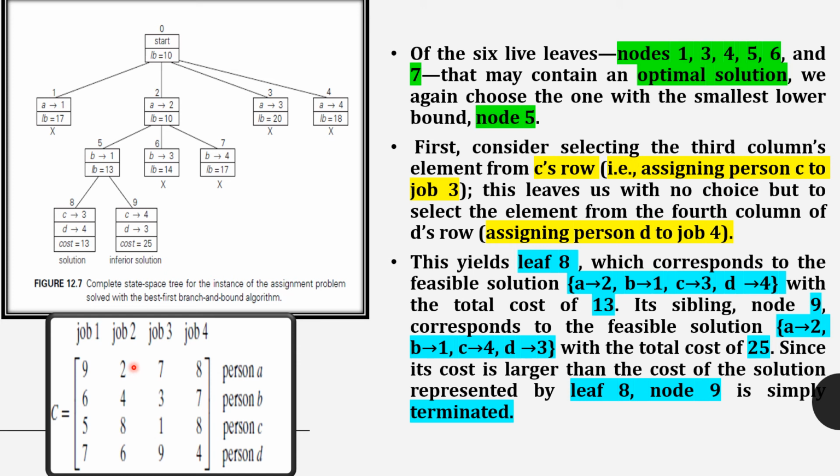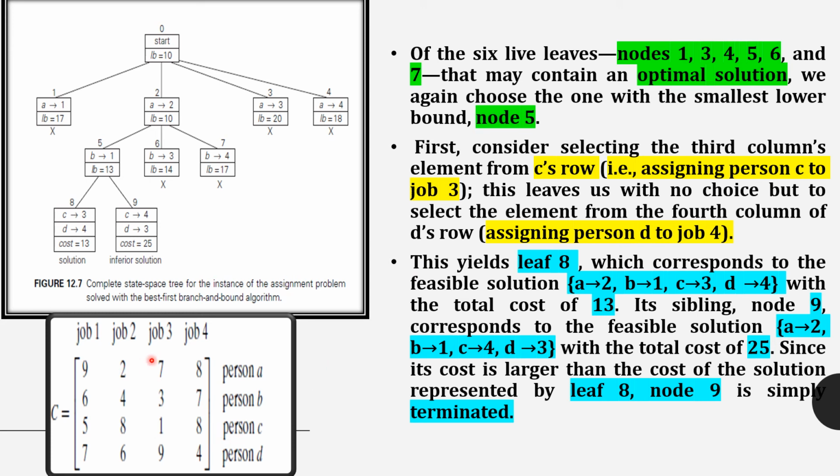You are not supposed to take the value which is present in the same column, and not the first job either, because the first job is already assigned to person B, right? So that's why we have to select the third job for person C. Okay, so that is the statement here. Next, this leaves us with no choice but to select the element from the fourth column of D's row. And what about D?